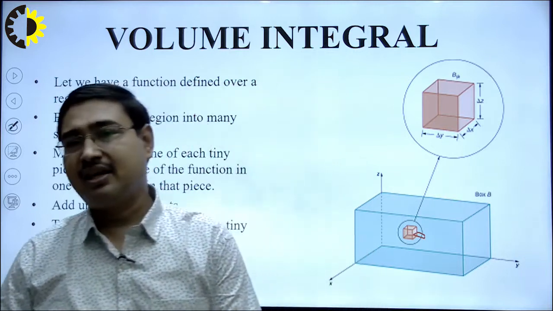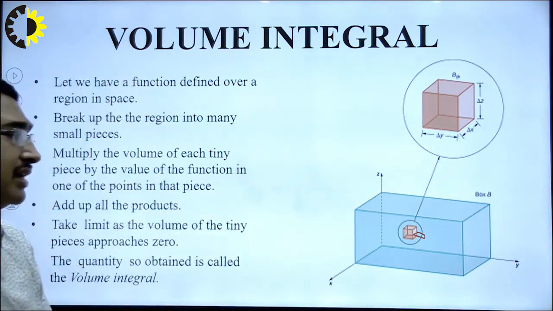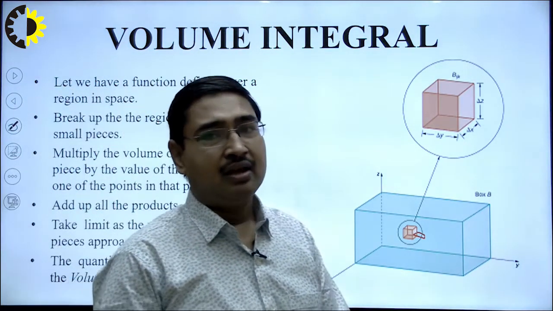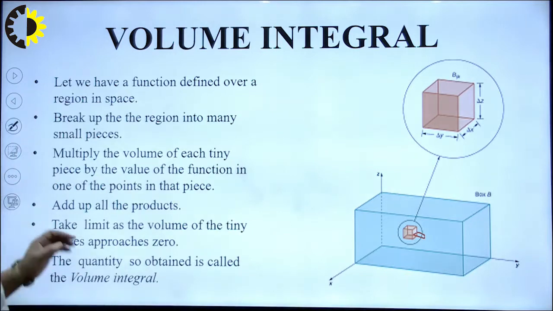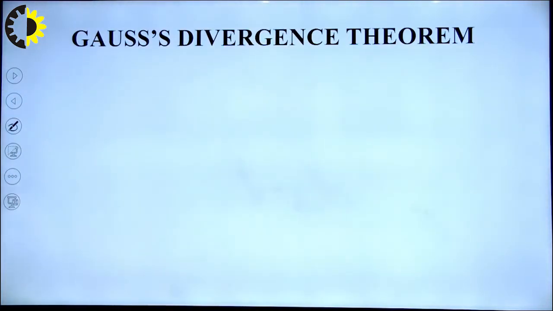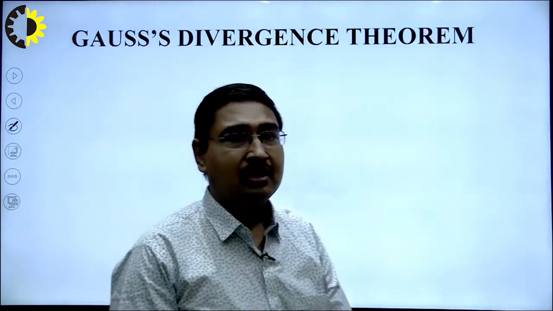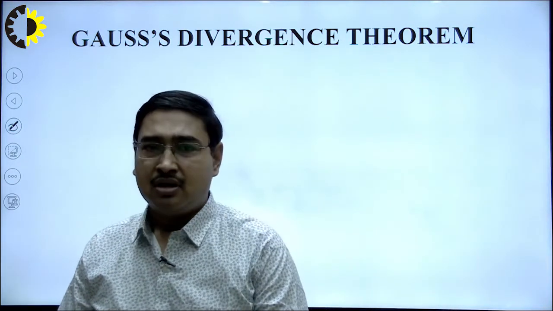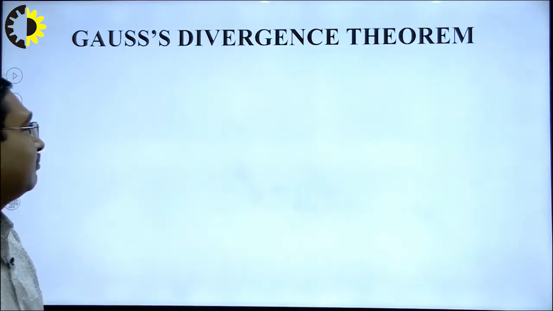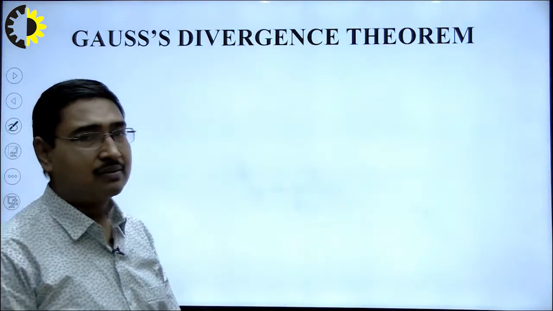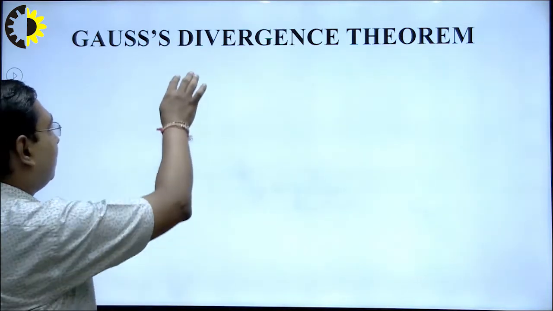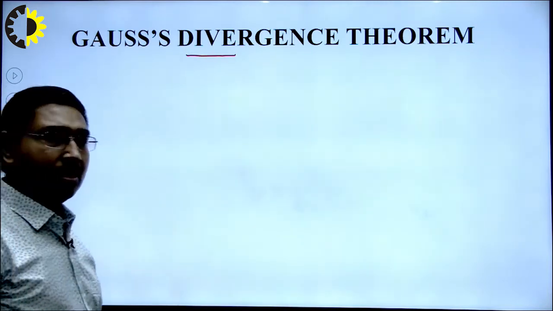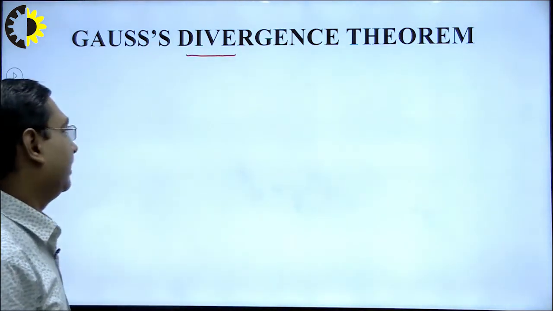That is, in surface integral, we have chopped our surface into small pieces. In volume integral, we are doing the same thing with volume, nothing great here. Now, we move towards the next important idea, which is Gauss divergence theorem. Gauss divergence theorem is a very important topic of vector calculus. Sometimes we say simply divergence theorem, sometimes we say Gauss divergence theorem. Both will mean exactly the same thing.